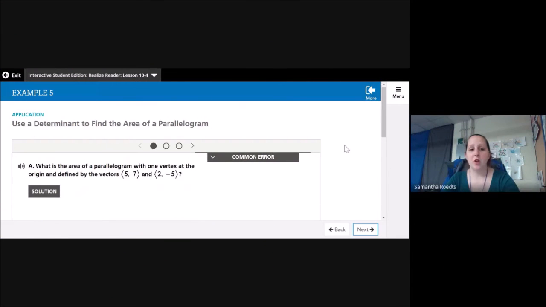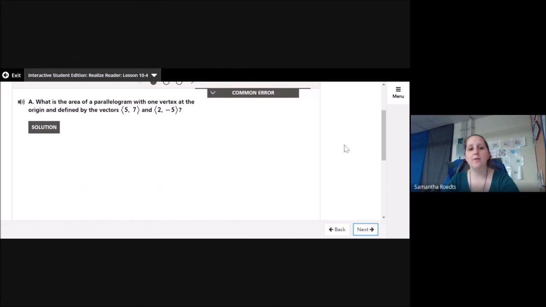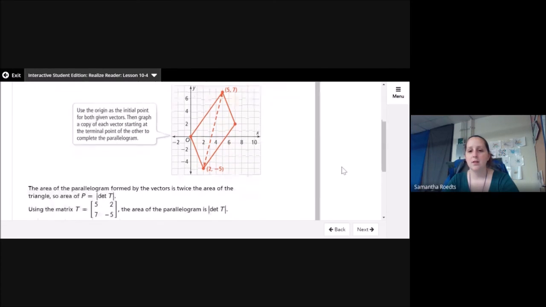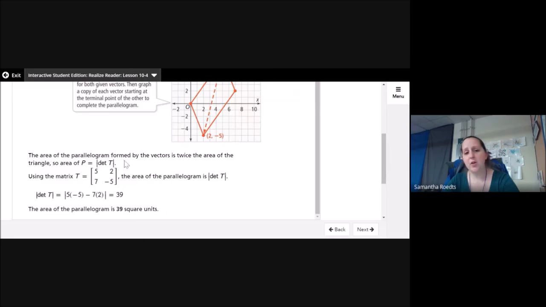Example 5, use a determinant to find the area of a parallelogram. What is the area of a parallelogram with one vertex at the origin and defined by the vectors 5, 7, and 2, -5? So I use the origin as the initial point for both given vectors. Then I graph a copy of each vector starting at the terminal point of the other to complete the parallelogram. So the area of the parallelogram formed by the vectors is twice the area of the triangle, so area of P equals the absolute value of determinant T.